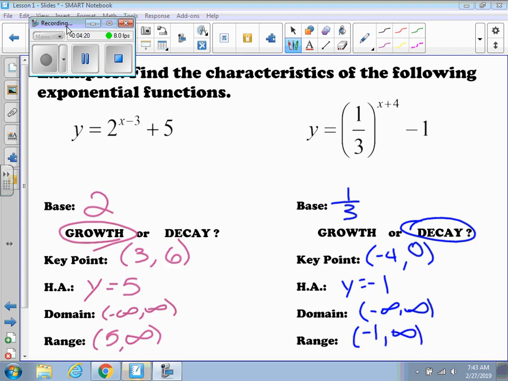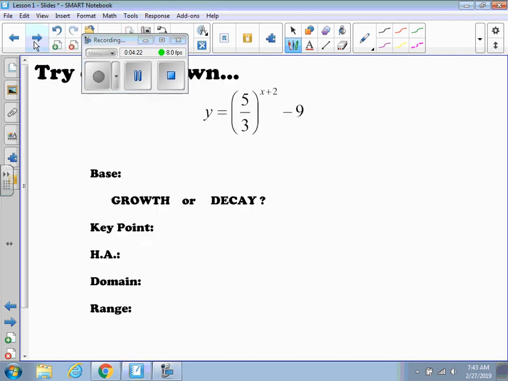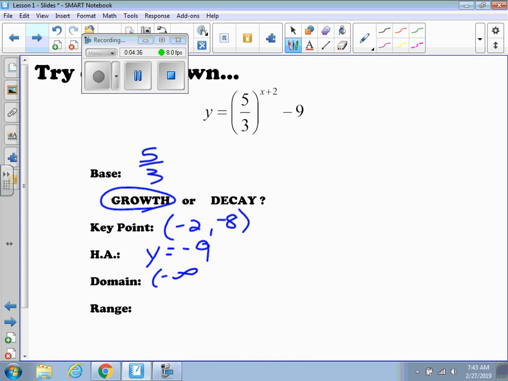Go ahead and try that last one by yourself. So the base is 5/3, which is an example of growth. The key point is negative 2, negative 8. The horizontal asymptote is at y equals negative 9. Domain is negative infinity to positive infinity, and the range is from negative 9 to infinity.